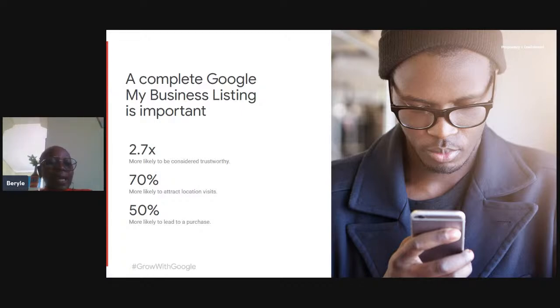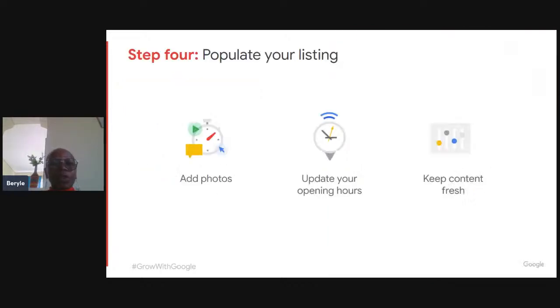And 70% are more likely to attract location visits. We've looked at previous statistics before, so these are additional statistics on why it is important to have a GMB. And 50% are more likely to lead to a purchase. I would purchase from a business that I feel is trustworthy. So how can I verify that it's trustworthy? The first thing I would know is, Google can't verify a business to have a GMB if it's not authentic. So that gives you an edge in terms of your clients being confident in interacting with you.